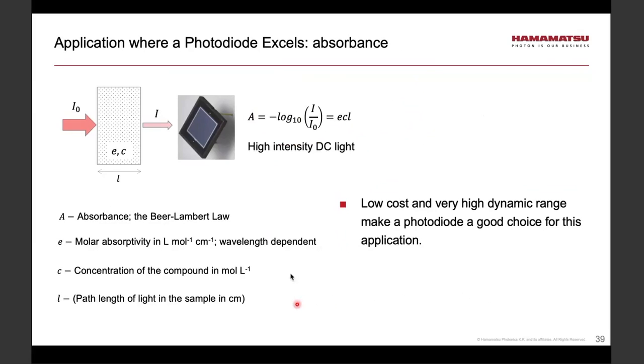Let's now look at photodiode. One common application of photodiode is absorbance measurement, where we would like to know the concentration of some substance. So we illuminate the substance with light whose intensity we can control, and the amount of light that is diminished will be proportional to the concentration of the substance under investigation. And so photodiodes are very good because of low cost, very high dynamic range, very suitable.